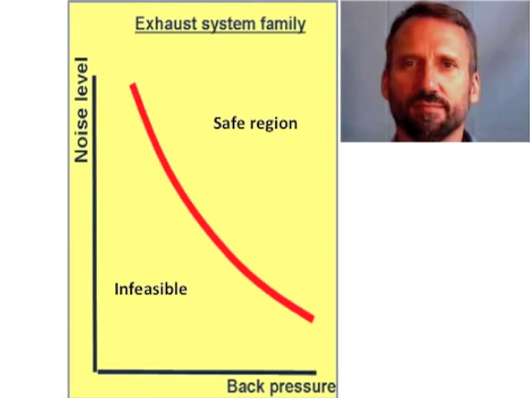Therefore, there's a trade-off between reducing the noise and creating the back pressure, and the back pressure reduces the performance of the engine. We can show that trade-off as a curve. Above that curve, we can easily design an exhaust system that will do the job. Below and to the left of that curve, we can't do it. It's impossible. So, the project leader, the chief engineer, wants to know what that trade-off curve is. Then, he can decide where he wants to be on that curve, what kind of trade-off he wants between performance and noise for his engine.